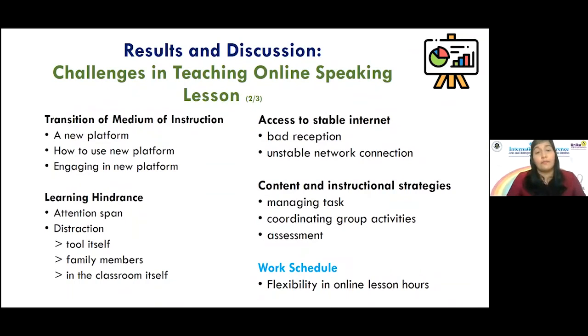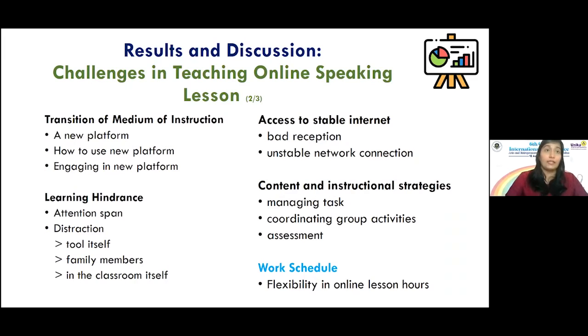So, for example, they use the table in the kitchen to study, so other family members are very distracting. Second is the classroom itself, whereby, for example, if the PowerPoint does not work or somebody forgets to mute their microphone, there's a distraction there. Third is the access to stable internet. This is very common. And number 4 is the content and instructional strategies.